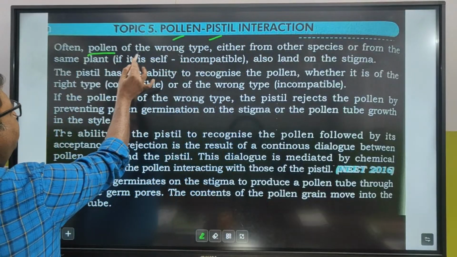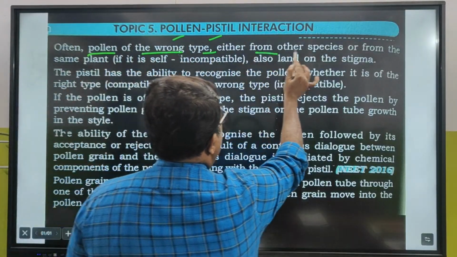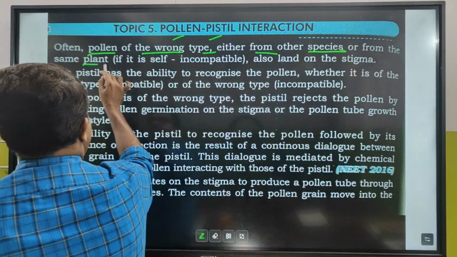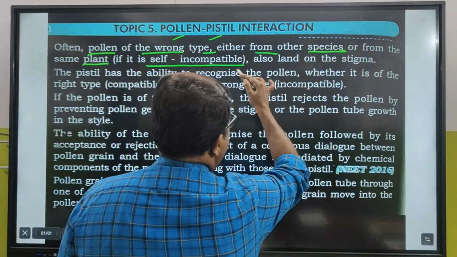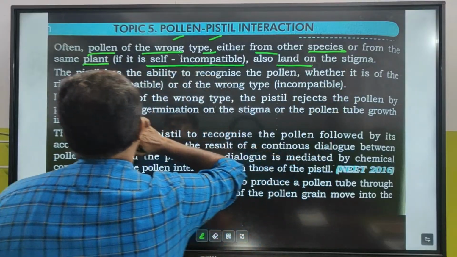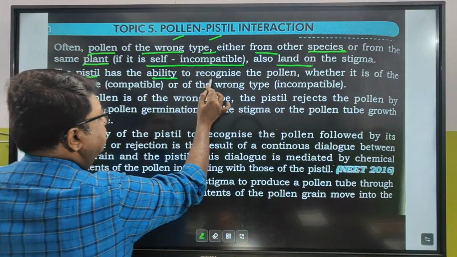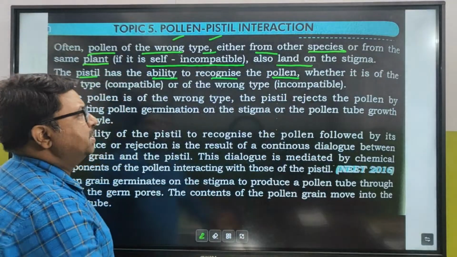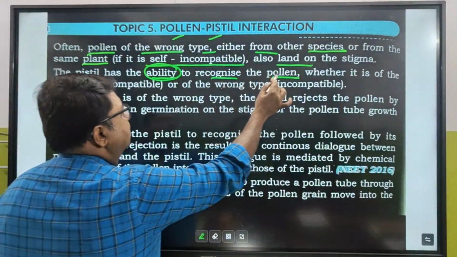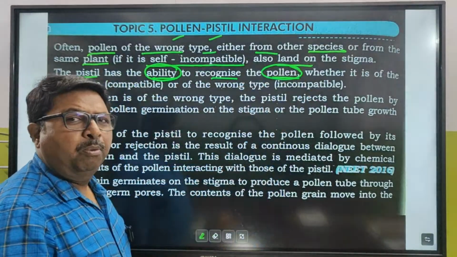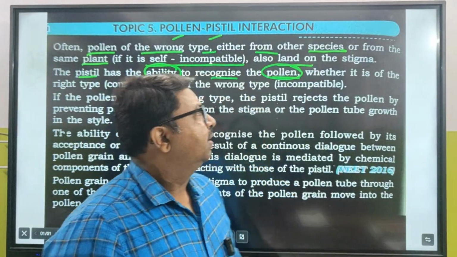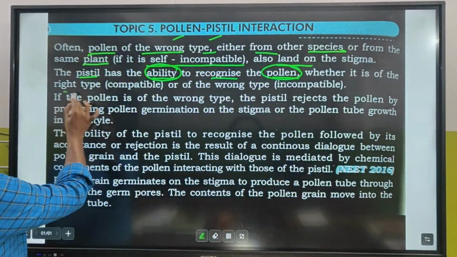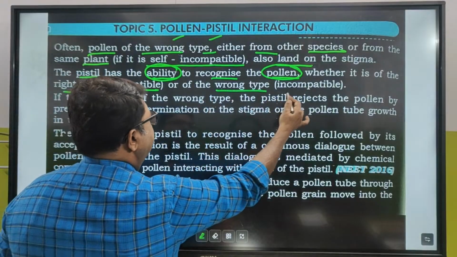Often pollen of the wrong type, either from other species or from the same plant, if it is incompatible, also lands on the stigma. The pistil has the ability to recognize the pollen. The pistil has the ability to recognize what? Whether it is the right type of pollen or not. Whether it is of the right type, compatible, or the wrong type, incompatible.